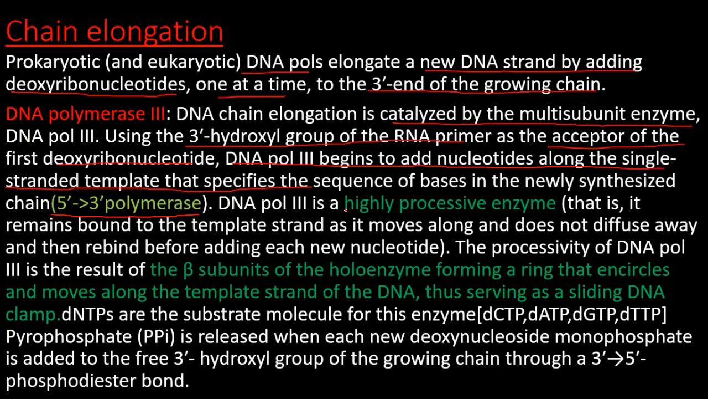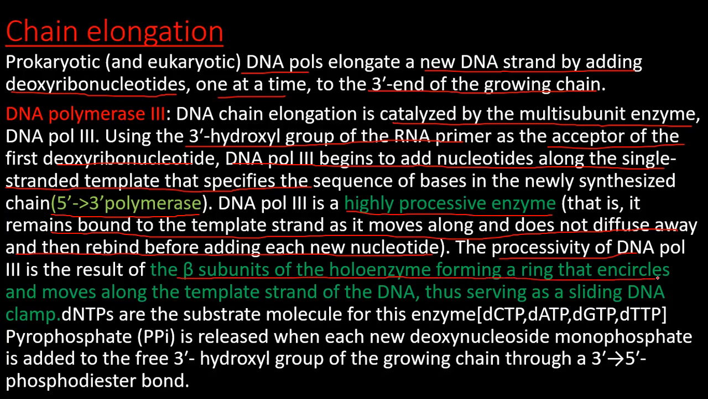And this enzyme is a highly processive enzyme. That is, it usually remains bound to the template strand as it moves along and does not diffuse away and then rebind before adding a new nucleotide. It is not that it first adds a nucleotide, then moves away, then comes back. No, it will remain bound to the template strand. Now, the processivity of DNA polymerase 3 is a result of the beta subunit of the holoenzyme, which forms a ring that encircles and moves along the template strand of DNA, hence serving as a sliding DNA clamp.